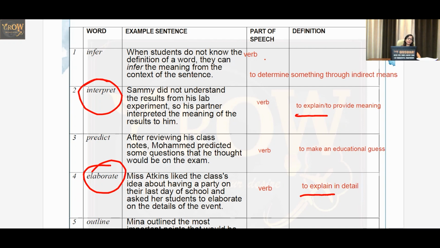So let's read the example. Miss Atkins liked the class idea about having a party on the last day of school and asked her students to elaborate on the details of the event. That means Miss Atkins को बहुत अच्छा लगा कि ओके स्कूल के लास्ट डे पे यू कैन हैव अ पार्टी, बट उन्होंने स्टूडेंट्स को क्या कहा कि ओके आप प्लीज अपने आइडियाज को एलैबोरेट कर दीजिए कि आप कहना क्या चाहते हैं, right? Hope this is clear too.